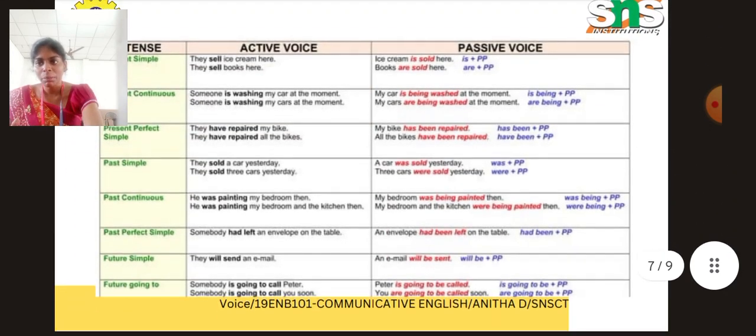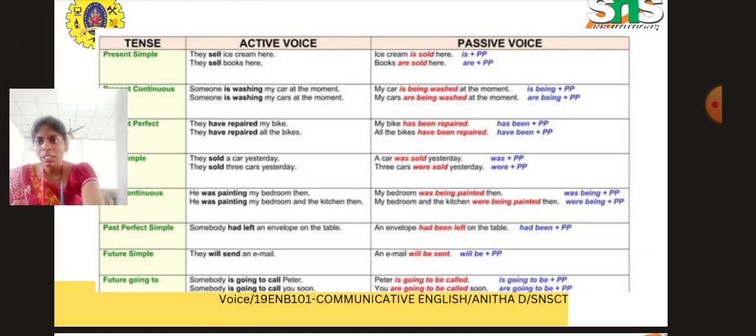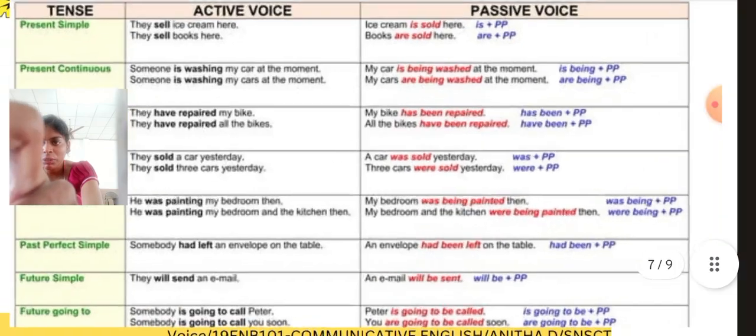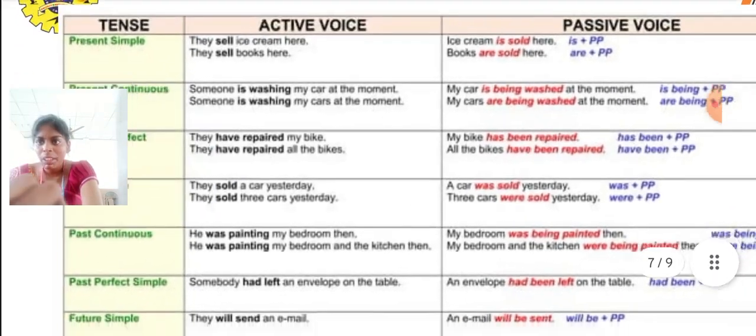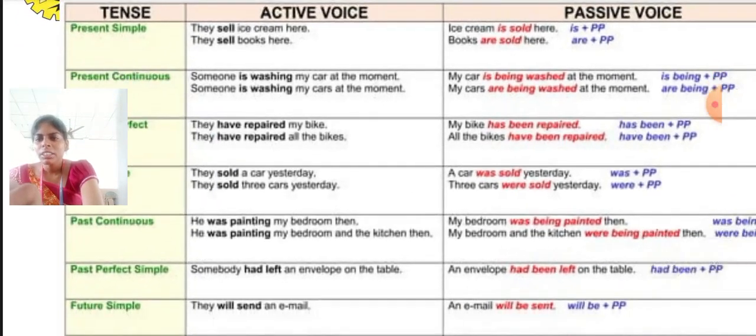Okay, I have something through tenses. I have present tense: they sell ice cream here, so ice cream is sold here. And they sell books here, so books are sold here. So it is acted upon someone or something. In active voice we can tell what is happening, but we have to change it, and add by whom, when, where.